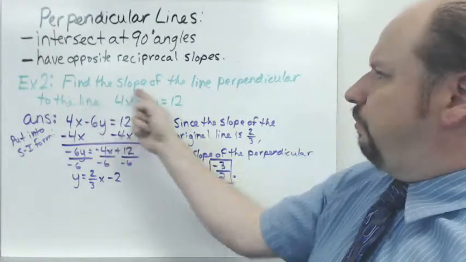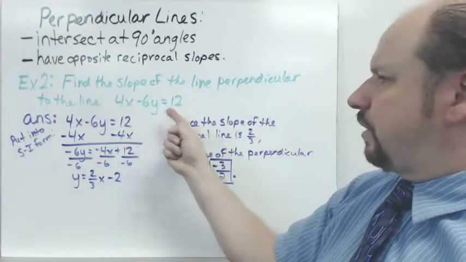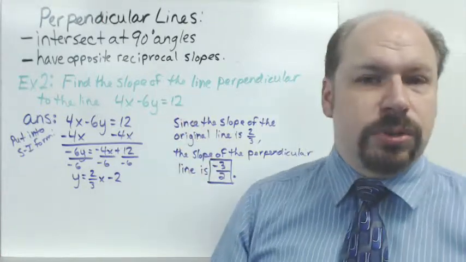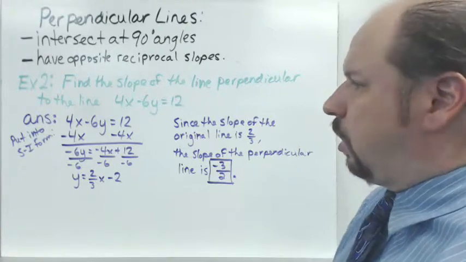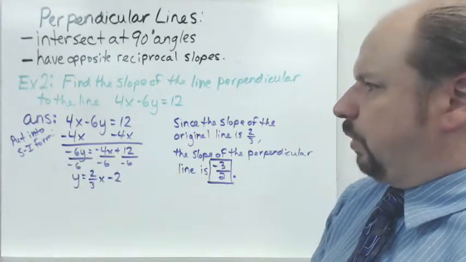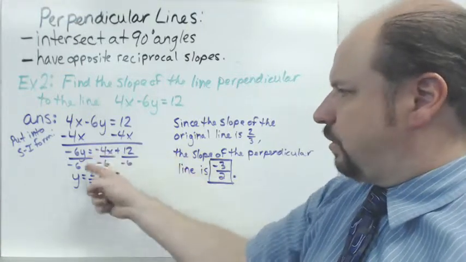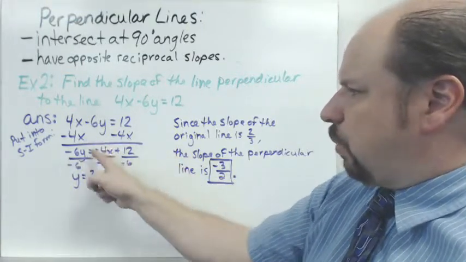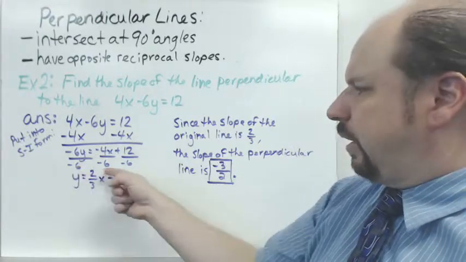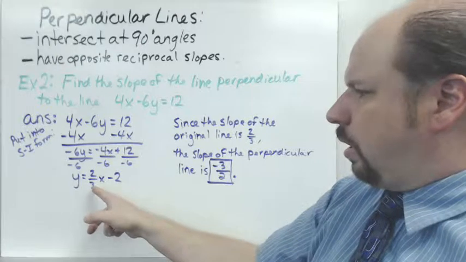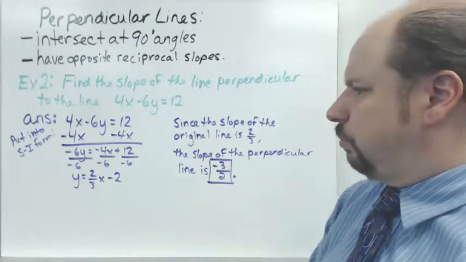So in example 2, find the slope of the line perpendicular to the line 4x - 6y = 12. Once again, in order to do this, we need to know the slope of the original line. So put it into slope-intercept form. Simply subtract 4x from both sides. So we have -6y = -4x + 12, and then divide through by -6. So we have y = 2/3 x - 2.